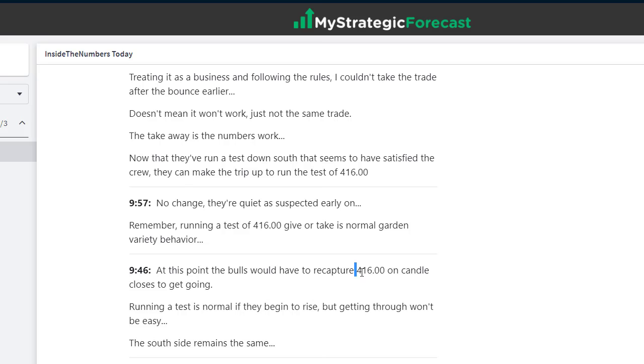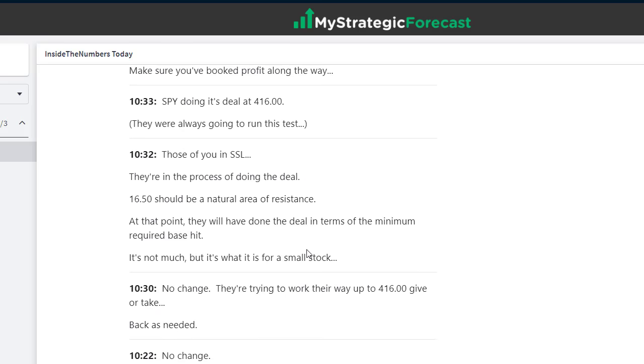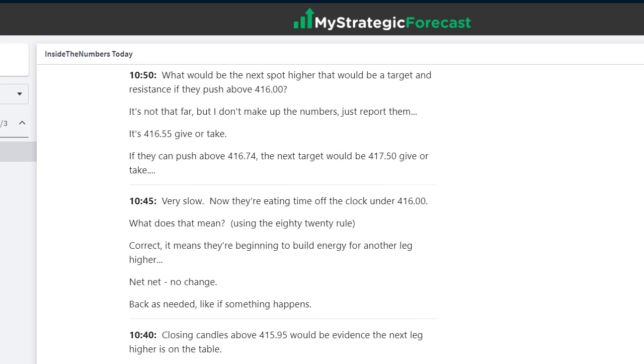The numbers are working. And they started to grind back up. We're focused back on 416. That's where the bulls have to get to. At this point, you can pause the video and read the notes and double check the work and see if you think that there's value in the commentary. What I want to do is highlight a few more specific things that were found in today's notes.